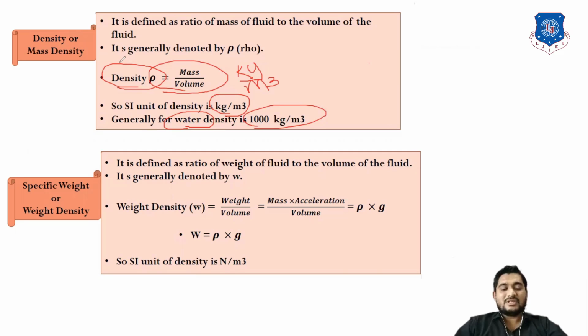Clear? So density is denoted as rho, which is mass divided by volume. The SI unit is kg per meter cube. For pure water, density is 1000 kg per meter cube.